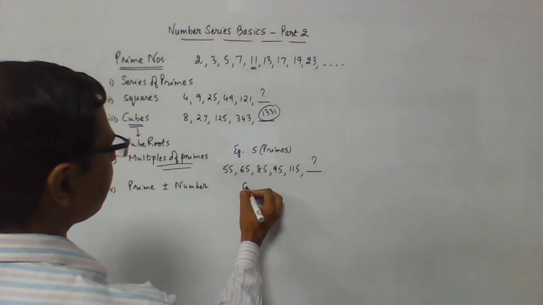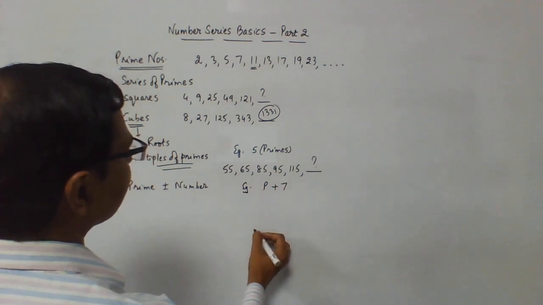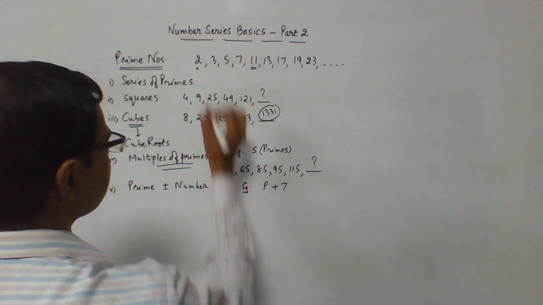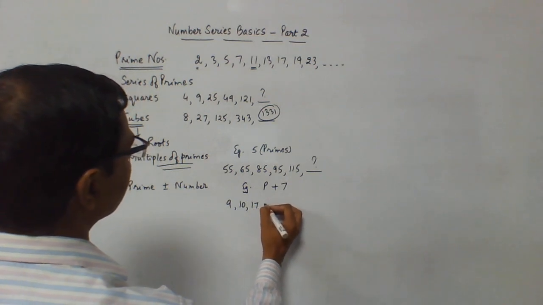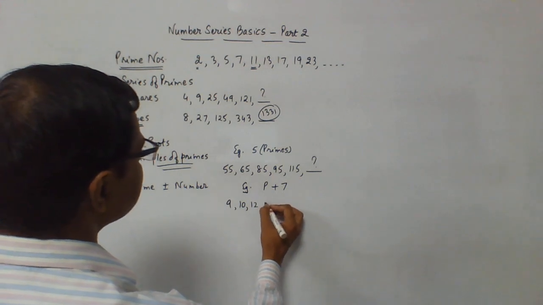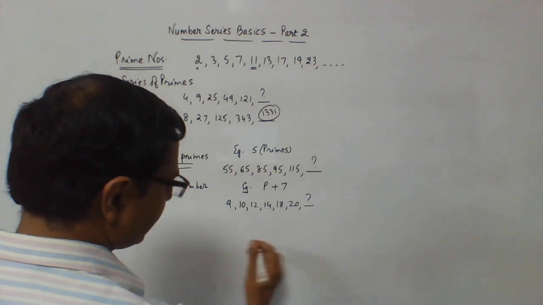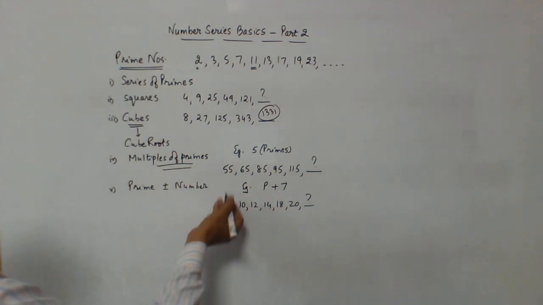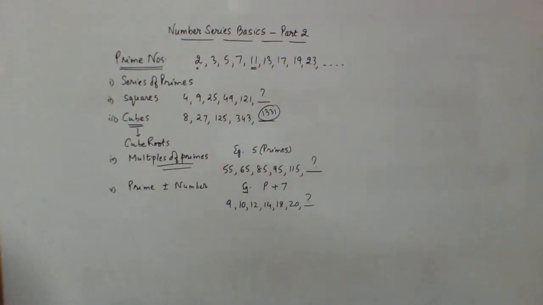Then it can be prime plus or minus any number. For example, prime plus 7. So start from here: 2 plus 7 is 9, 3 plus 7 is 10, 5 plus 7 is 12, 7 plus 7 is 14, 11 plus 7 is 18, 13 plus 7 is 20, and what comes next? So this is another type, prime plus a number. It can be prime minus a number also. You subtract some number from all the primes and you get the series.